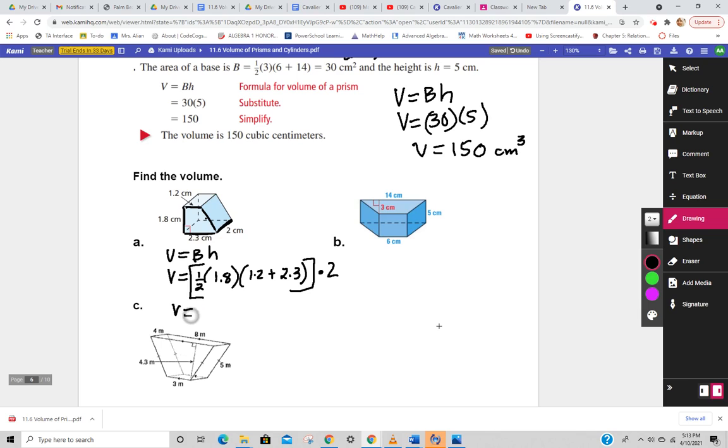So now we just do the math from here. All right, let me go ahead and add what's inside the parentheses. So that's 3.5. And now I'm going to multiply all that out. So 2 times 3.5 times 1.8 equals, divide that by 2 since I'm taking half. So the volume for this one is 6.3 centimeters cubed.